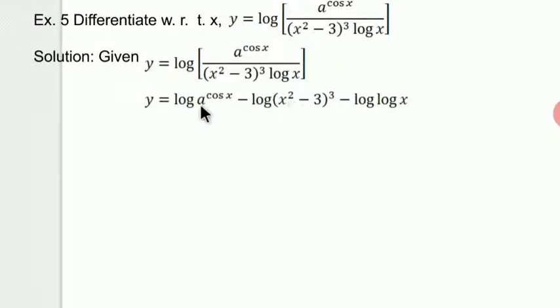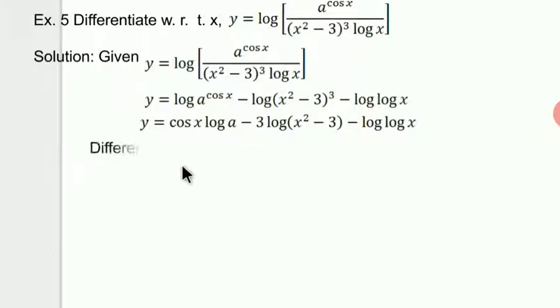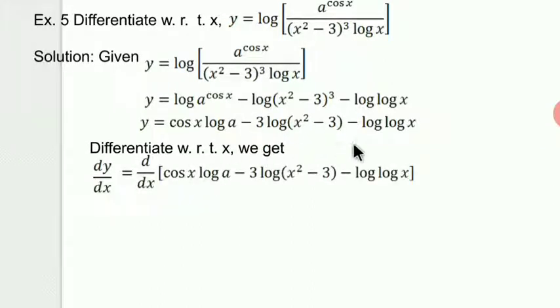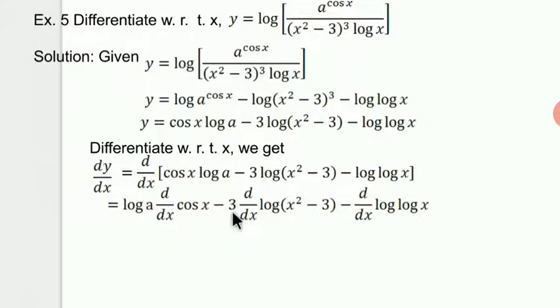Now again use here the rule for index. So we get y is equal to cos x into log a minus 3 times log of (x square minus 3) minus log of log x. Now we can easily differentiate this. So differentiate with respect to x, dy by dx is equal to d by dx of the given term. So differentiate one by one. Here log a is constant, so derivative of cos x is minus sin x. So it is equal to log a into d by dx of cos x minus 3 times d by dx of log of (x square minus 3) minus d by dx of log log x.